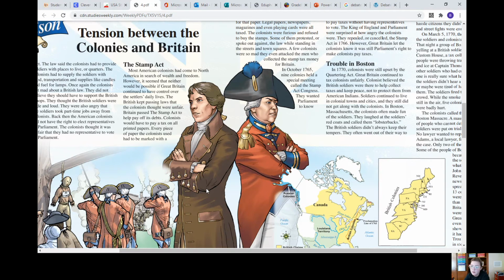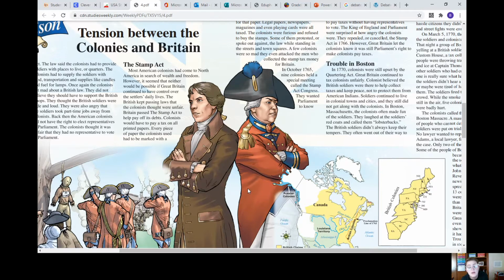So the Stamp Act is where most American colonists had come to North America. They searched for wealth and freedom. However, it seemed that neither would be possible because Great Britain continued to have control. Now, the British kept passing laws that the colonists thought were unfair. British passed the Stamp Act to help pay off its debt. So because they went into that war, it cost a lot of money. They went into debt and they pushed it onto the Americans to fix it since they were protecting that land. So the British did the Stamp Act to help pay off the debt.